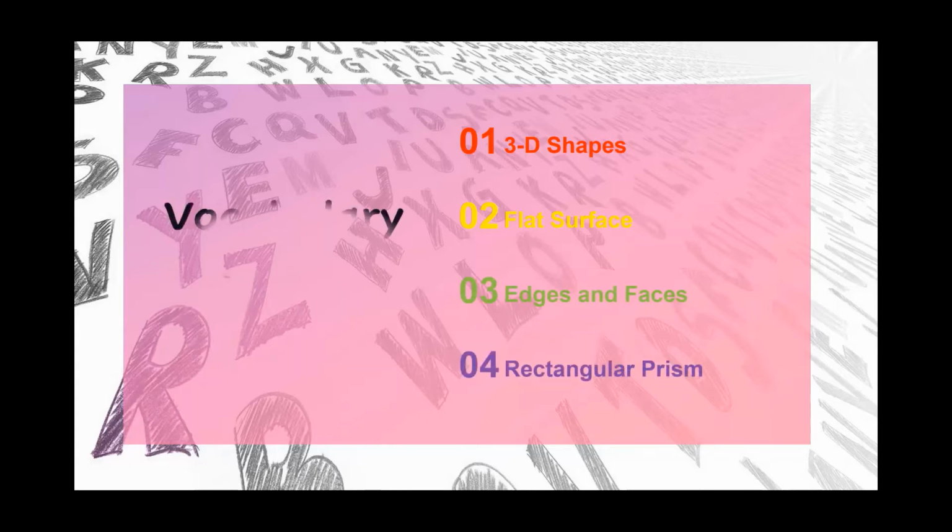So what are our vocabulary words that we're going to learn here in this lesson? 3D shapes, flat surfaces, edges and faces, and rectangular prism. These are our vocabulary words that we are going to learn in this lesson.